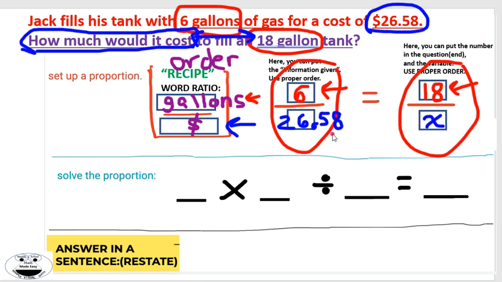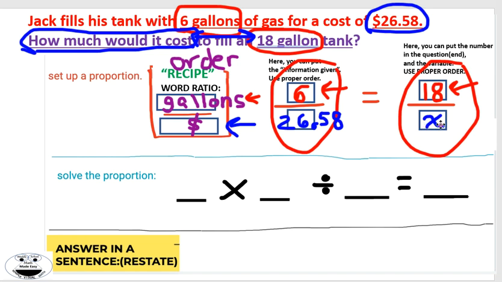What also matters here is the order. And we notice here, we put all the things that represents gallons on the top. 6 is the gallons, 18 is the gallons here, and we see in our recipe gallons says to go on top, so we followed that correctly. The money, anything with money goes on the bottom. The money here is on the bottom in the recipe. $26.58 is on the bottom here. X, which we don't know, which is the money, is on the bottom here.